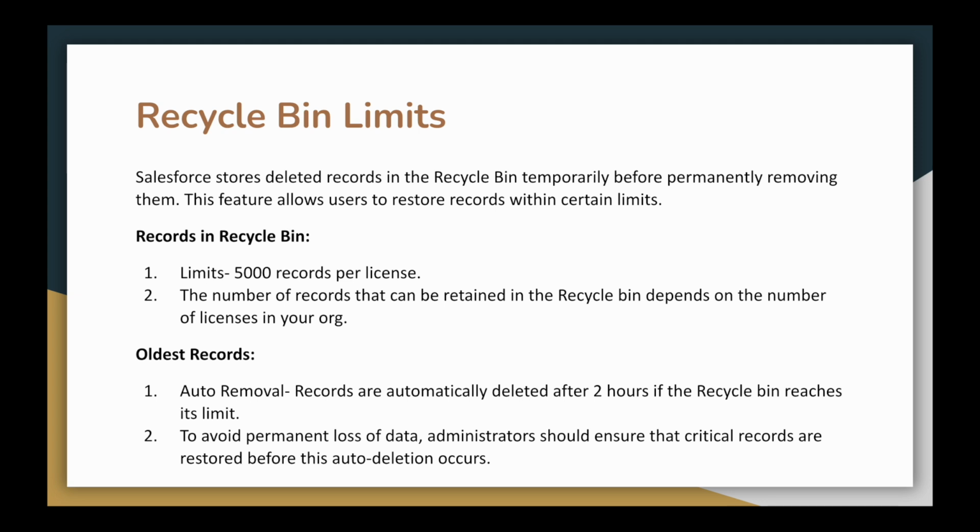These are the number of records which can be retained in the recycle bin until and unless we decide to delete them permanently. The oldest records are automatically deleted after 2 hours if the recycle bin reaches its limit. Only if it reaches its limit, that's the point to be noted. If it is not reaching its limit, we can delete it later as well. It will not get auto deleted in 2 hours. And to avoid permanent loss of data, administrators should ensure that critical records are restored before this auto deletion occurs.